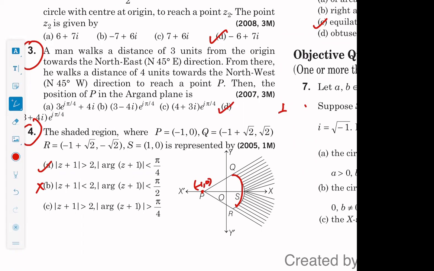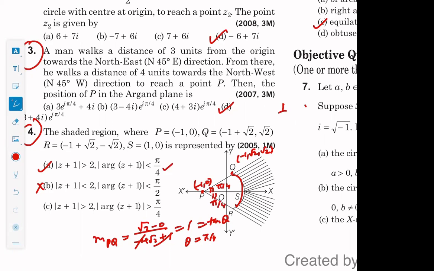Now this argument, this angle is pi by 3, because this point Q is minus 1, root 2, root 2. So what is the slope of the PQ line? This is root 2 minus 0 upon minus 1 plus root 2 plus 1. This is 1. So tan theta is 1, that is theta will be pi by 4. So basically this angle is pi by 4. Similarly this angle will be pi by 4. So this is satisfying. So this is the region outside the circle and between two rays. समझ में आ गया फोर्थ वाला?